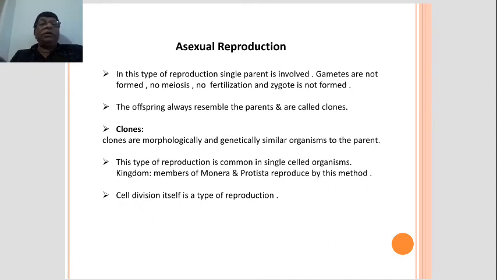The offspring of asexual reproduction always resemble the parents and are called clones. Say, clones. Especially in higher plants, this term is more applicable. What is a clone? Clones are morphologically and genetically similar organisms and resemble the parent.